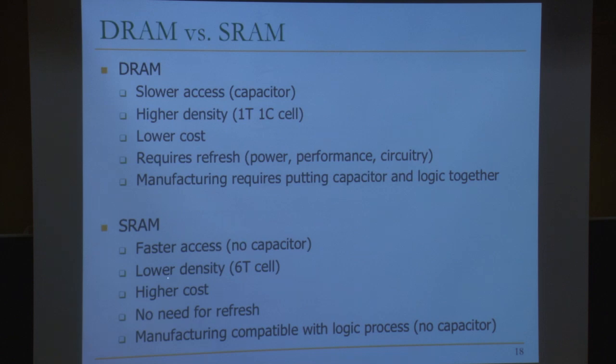SRAM is faster. It has lower density because it has 6 transistors. It's higher cost. There's no need for refresh, and manufacturing is compatible with the logic process. That's why SRAM has been the choice technology for on-chip caches, for example.